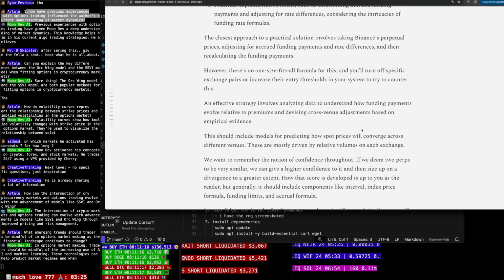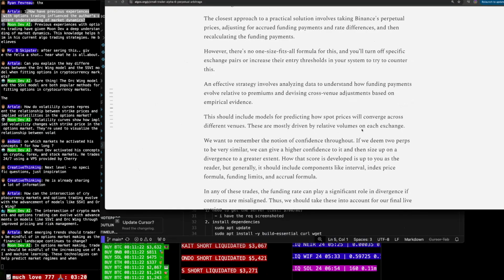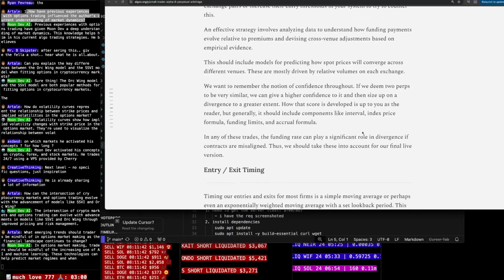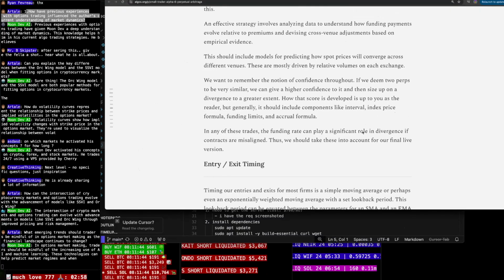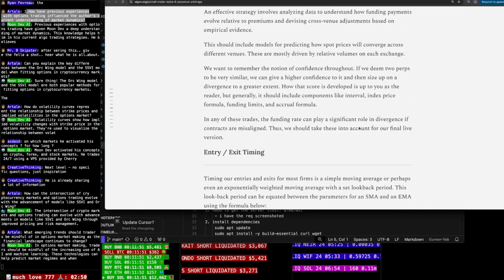However, there's no one size fits all formula for this, and you'll turn off specific exchange pairs or increase their entry thresholds in your system to try to counter this. An effective strategy involves analyzing data to understand how funding payments evolve relative to premiums and devising cross venue adjustments based on empirical evidence. This should include models for predicting how spot prices will converge across different venues. These are mostly driven by relative volumes on each exchange.